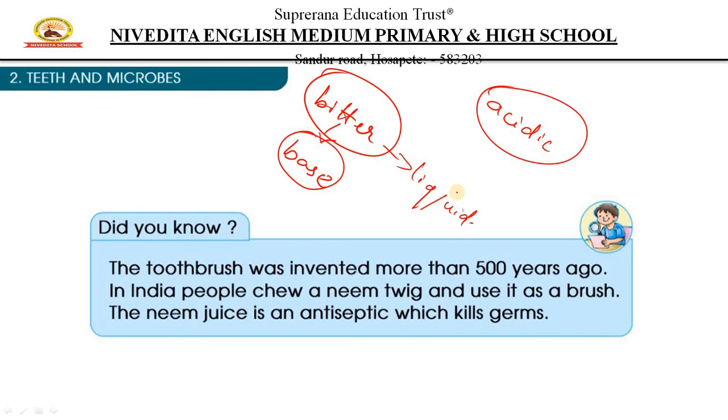So this liquid reduces acids produced in the mouth. This liquid that is produced is an antiseptic, right? Antiseptics are the substances that are used to protect us from bacteria and germs. They normally kill the germs.